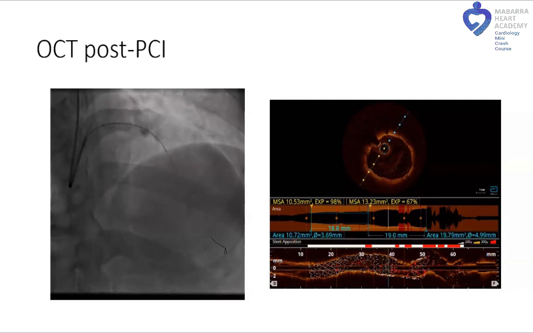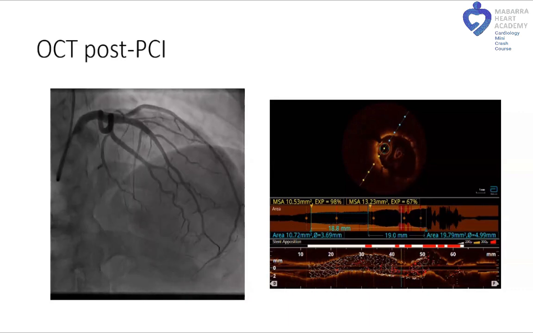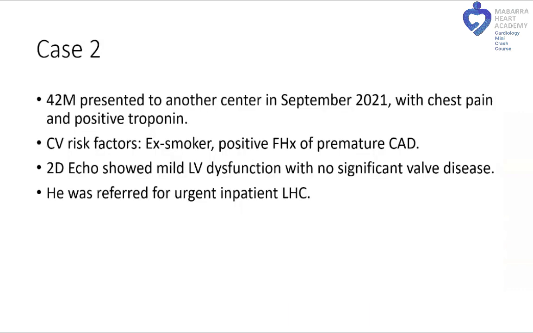So I decided to leave it at that. So this was a nice example of direct stenting. This is another case of a 42-year-old male who presented to another center back in September 2021 with chest pain and positive troponin. He had cardiac risk factors, including previous history of smoking and positive family history of premature coronary artery disease.